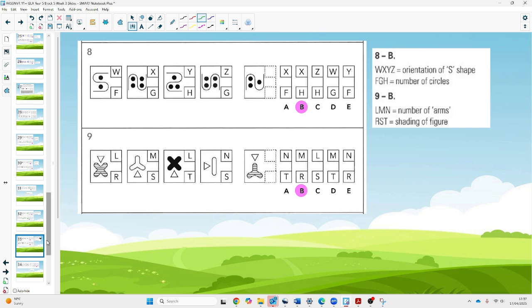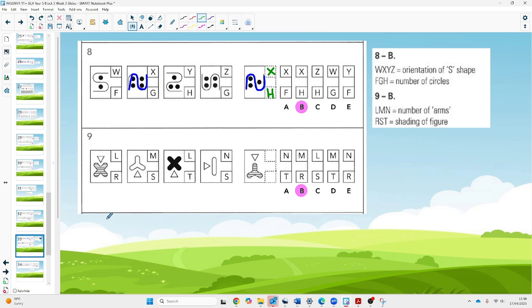Question 8. The W, X, Y and Z is the orientation of the S shape. So therefore we need an X at the top. So just to explain, you've got this orientation of this S shape here. It needs to be the same. So we know that that stands for an X. And then along the bottom, the 2 G's is because of the number of circles. So we need 3, hence why it's an H.